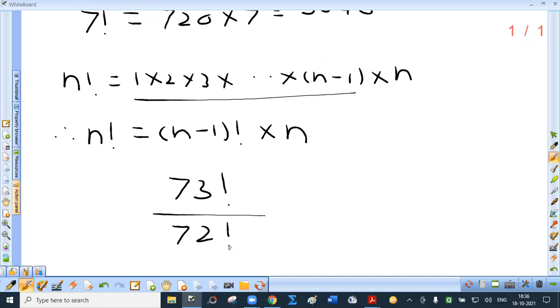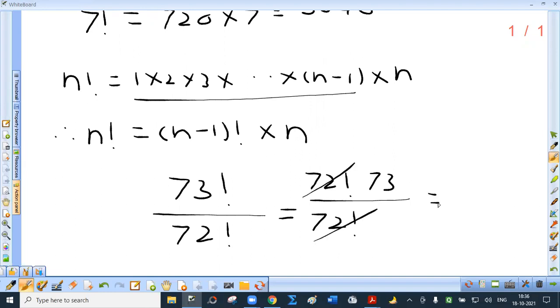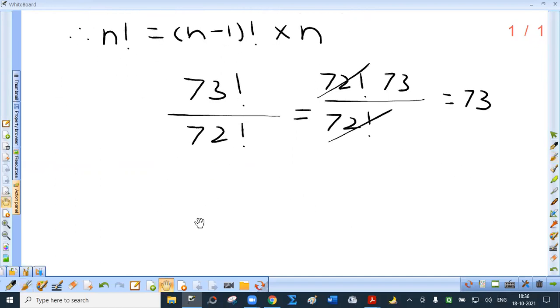Will you say, first I will obtain the numerator, then the denominator and simplify? No. 73 is greater than 72. So 73 factorial is 72 factorial into 73 upon 72 factorial. We can cancel this to get 73. In fact, we can use this result repeatedly.